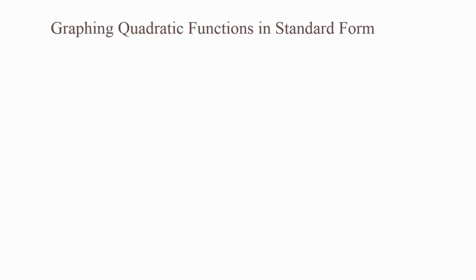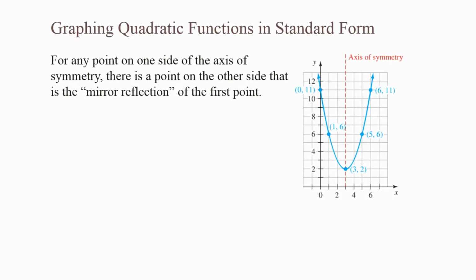Graphing quadratic functions in standard form. For any point on one side of the axis of symmetry, there is a point on the other side that is the mirror reflection of the first point. For this graph, (1, 6) and (5, 6) are symmetric points.